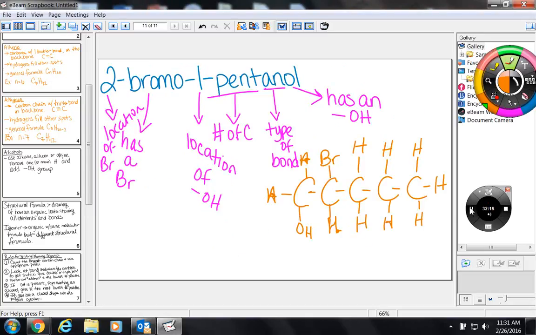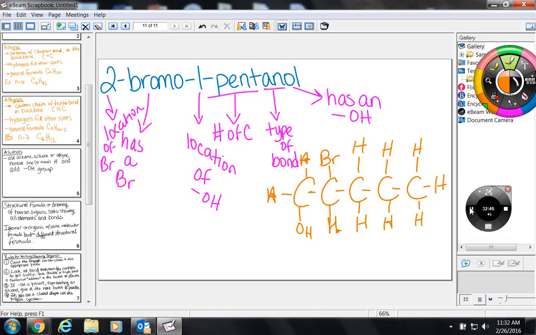So, again, as a quick recap, the "pent" tells you the number of carbons. The "an" tells you the type of bond, because it's the truncated form of alkane, A-N-E. The "ol" tells you that there's an OH to make it an alcohol. The 1 tells you the location of the OH. The "bromo" tells you that you have a bromine. The 2 tells you the location, or the address, of the bromine.